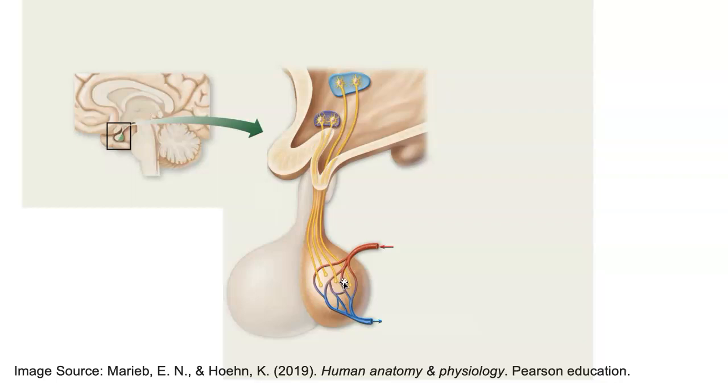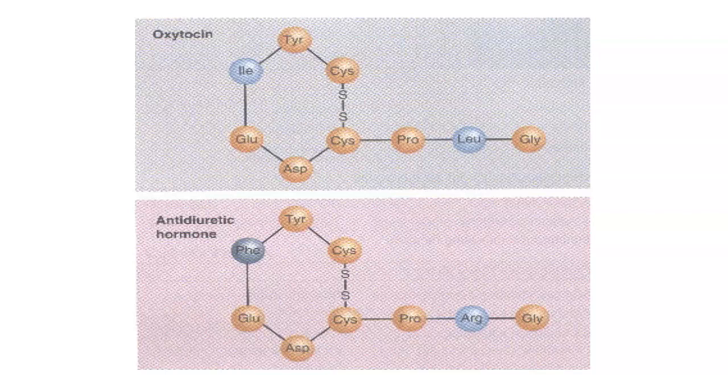The posterior pituitary has two secretions. Those two secretions come from these nuclei: oxytocin and antidiuretic hormone, ADH. Oxytocin is primarily produced in the paraventricular nucleus, compared to ADH, which is primarily produced in the supraoptic nucleus. Both of those hormones are very similar. They're small peptides, 9 amino acids each, but they have very powerful effects in the body.